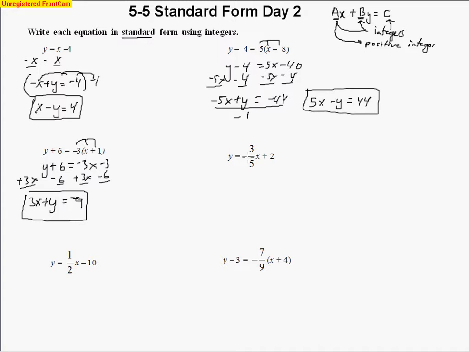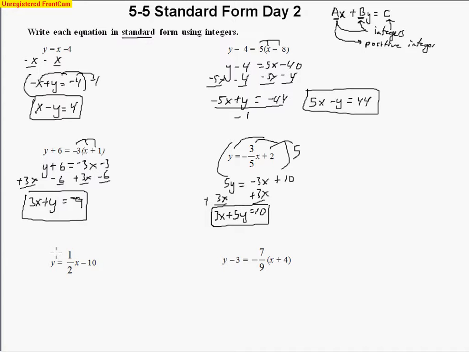On this one, first step I'm going to do is get rid of that fraction. And so I'll multiply by a 5, and that will change it to 5y equals negative 3x plus 10. So every number gets multiplied by 5. So now I'm just going to add that 3x to both sides, and that leaves me with 3x plus 5y equals 10. And that's the standard form I'm looking for.